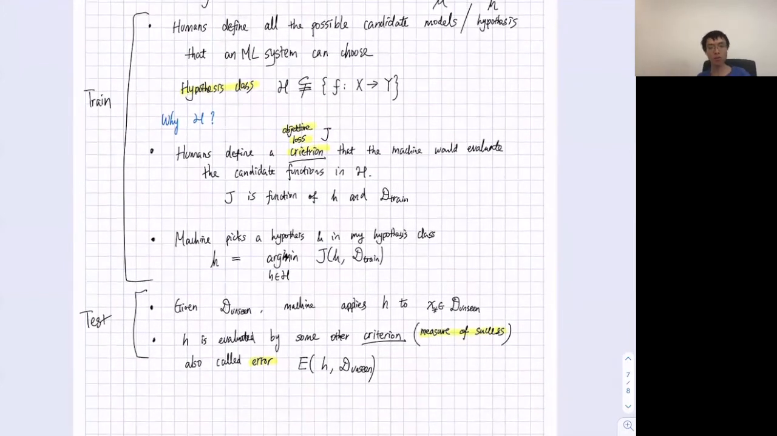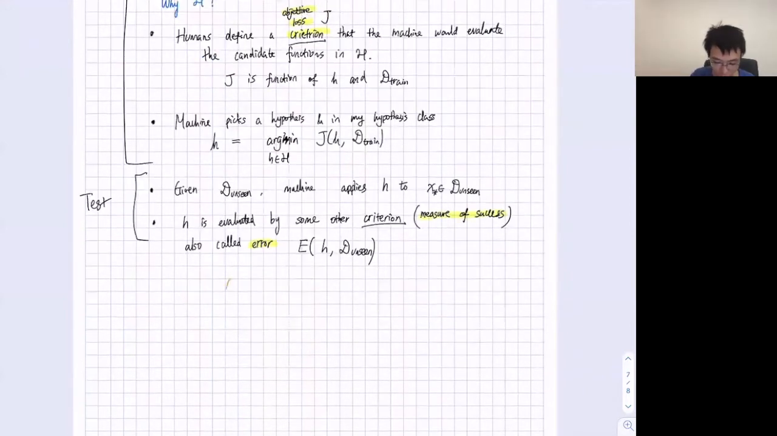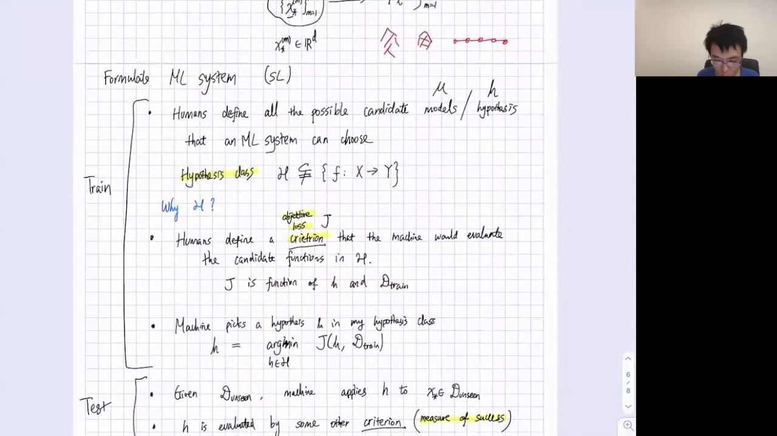So now it seems like machine learning is not a mystery, because if your training set is similar to the unseen data set, and if you know your J of H, J is also similar to your error, then if you can optimize J to a very large extent, then you can also optimize E, right? Then you must perform very well on E. This is almost the story, except that you have to be very careful about the hypothesis class.